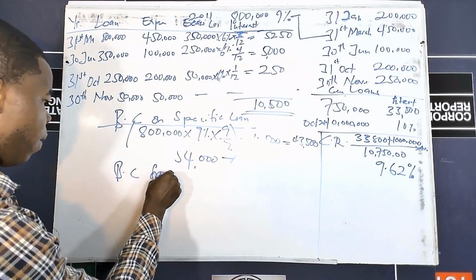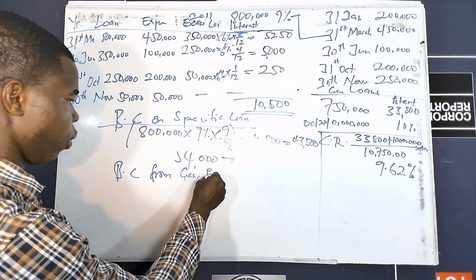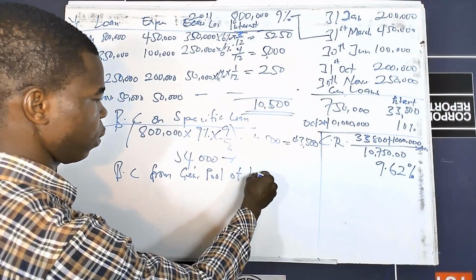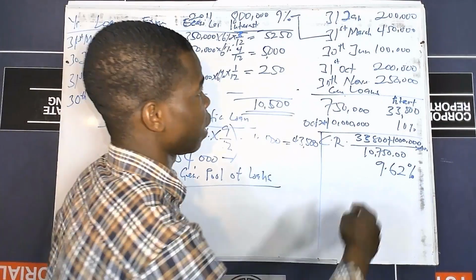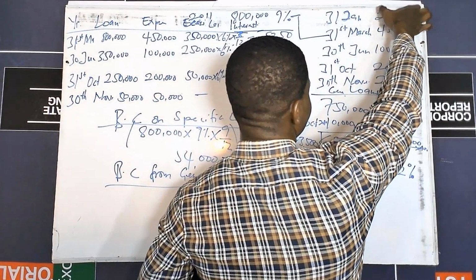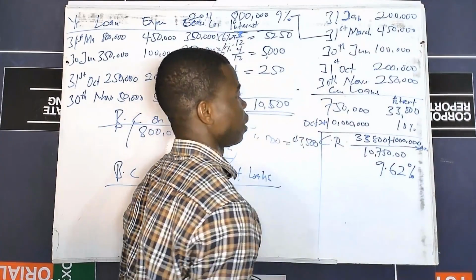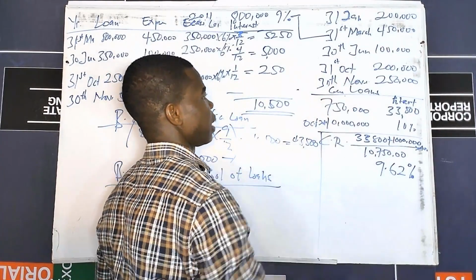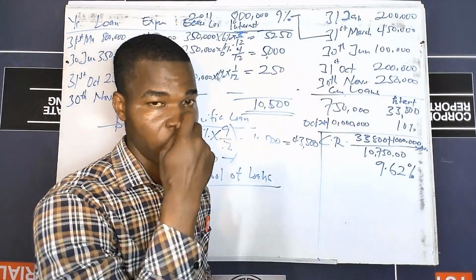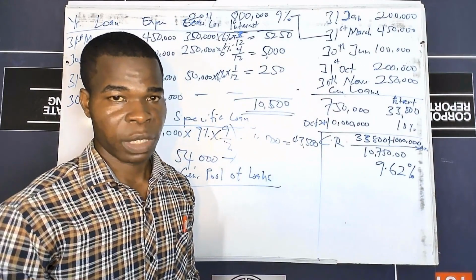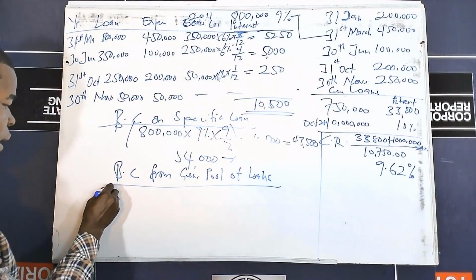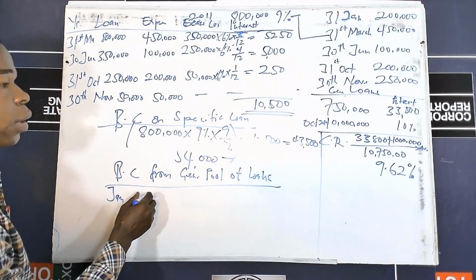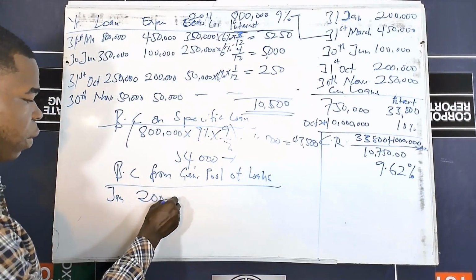from the general pool of loans. So in these questions, we were told specifically that it is the expenditure on 31st January and then expenditure on 30th November that is going to be spent from a general pool of loans. The question has specifically informed us. So let's take the first one. This is January. Then the cost there is going to be 200,000.